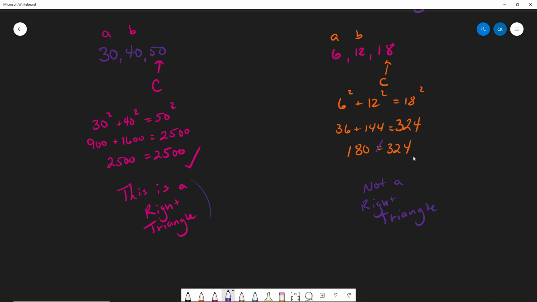So again, if I ever ask you to determine if these three sides are the sides of a right triangle, just plug it into Pythagorean's theorem and see, does it work? Does it make sense in Pythagorean's theorem?